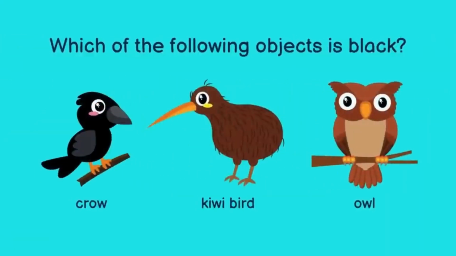Which of the following objects is black? Is it the owl? No, the owl is brown. Is it the kiwi bird? No, the kiwi bird is also brown. Is it the crow? Yes, the crow is black.